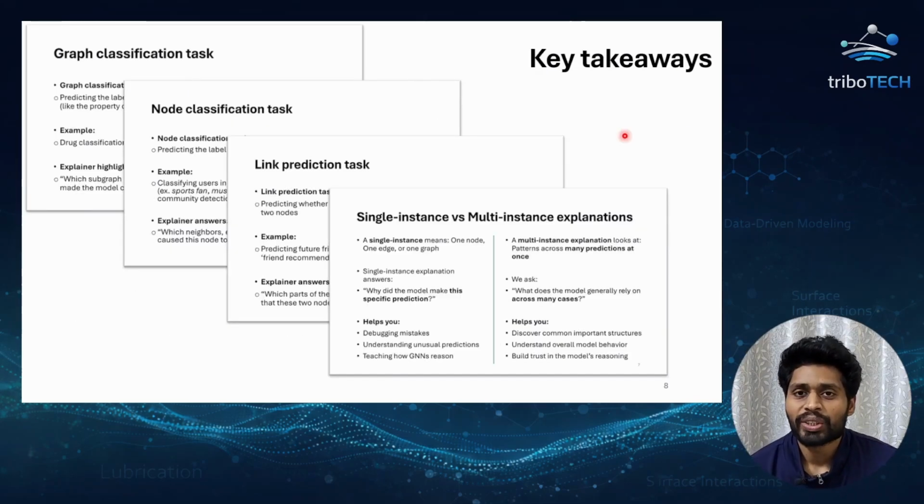So this is it in this video. We discussed what are the tasks of explainers in different graph machine learning problems. For example, graph classification task, node classification task, and link prediction task. And we also discussed what are single instance and what are multi-instance explanations. I hope you now have a good understanding about what is the task of an explainer in different scenarios and in different graph machine learning problems.